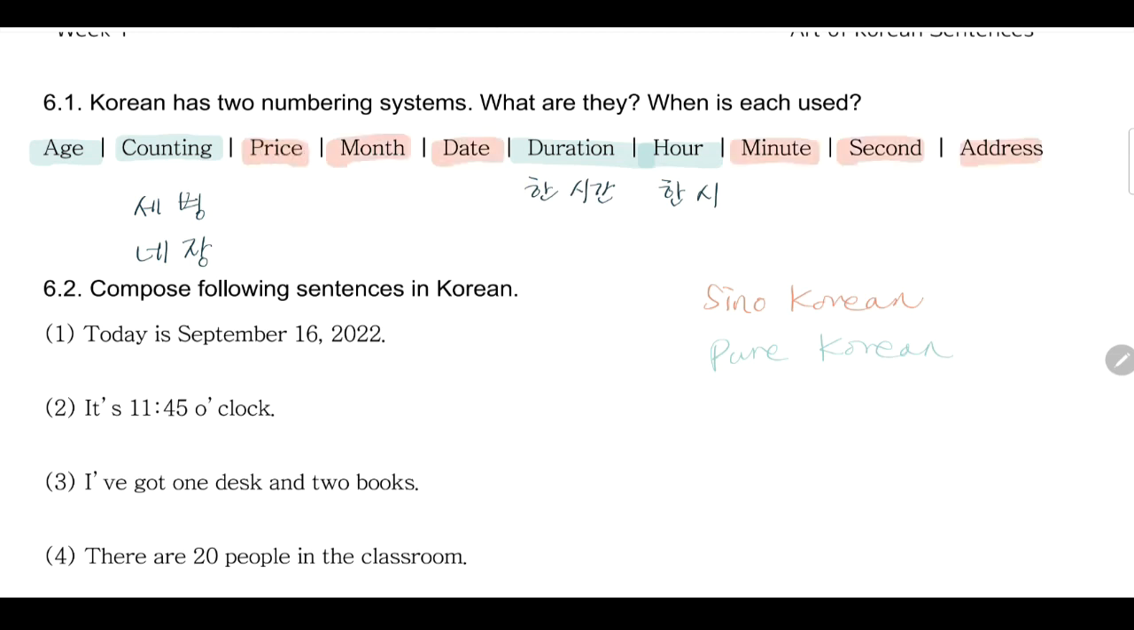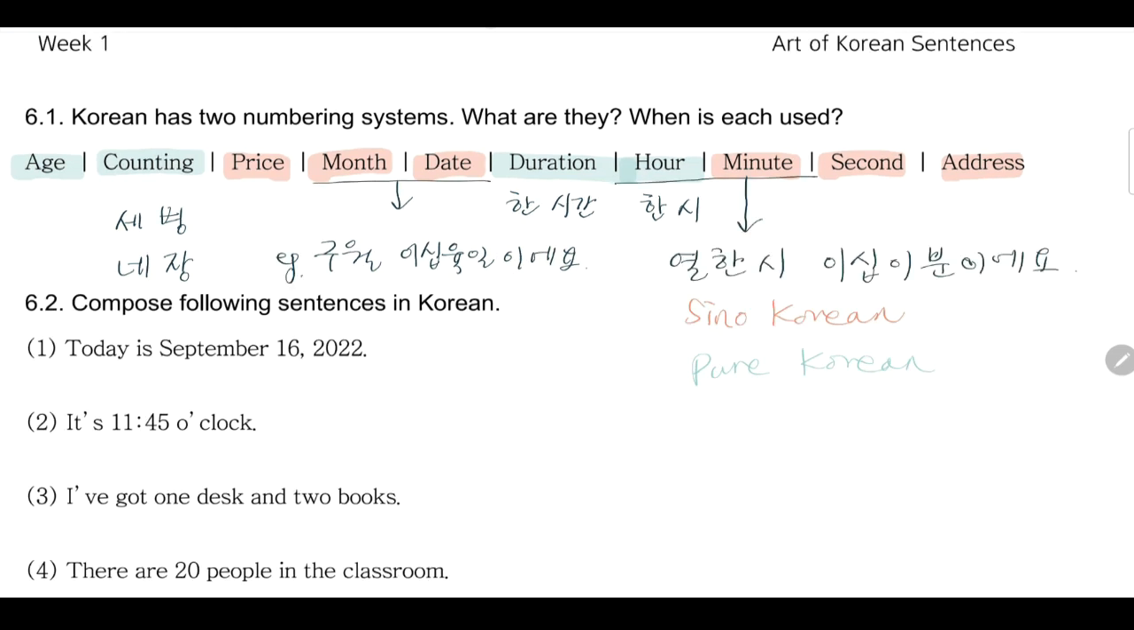오늘 며칠이에요? 좋아요. 9월 26일이에요. Perfect. 그쵸? 9 is Sino-Korean. 26 is Sino-Korean. 자, 11시 Pure Korean. 22분 Sino-Korean. 됐죠? Oh, crazy system, I know. It takes time to get used to it, so don't worry. Just repeat it so many times.